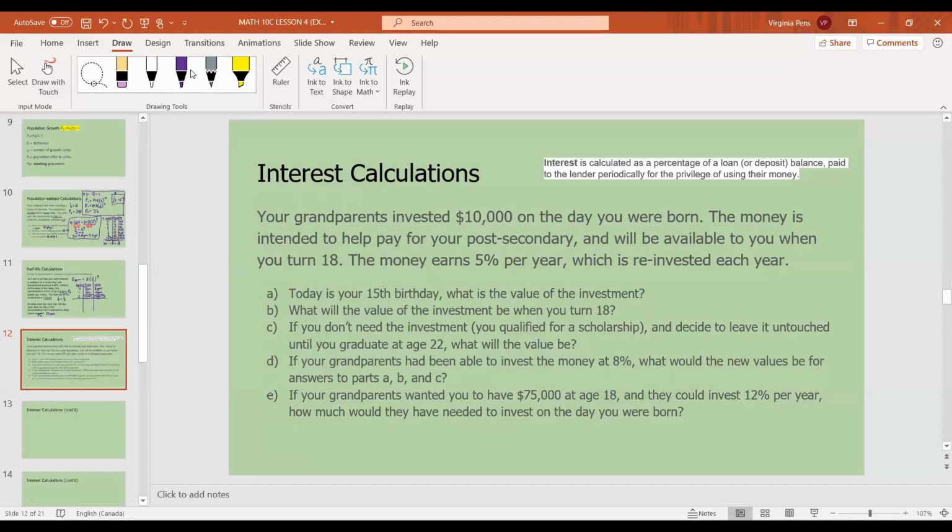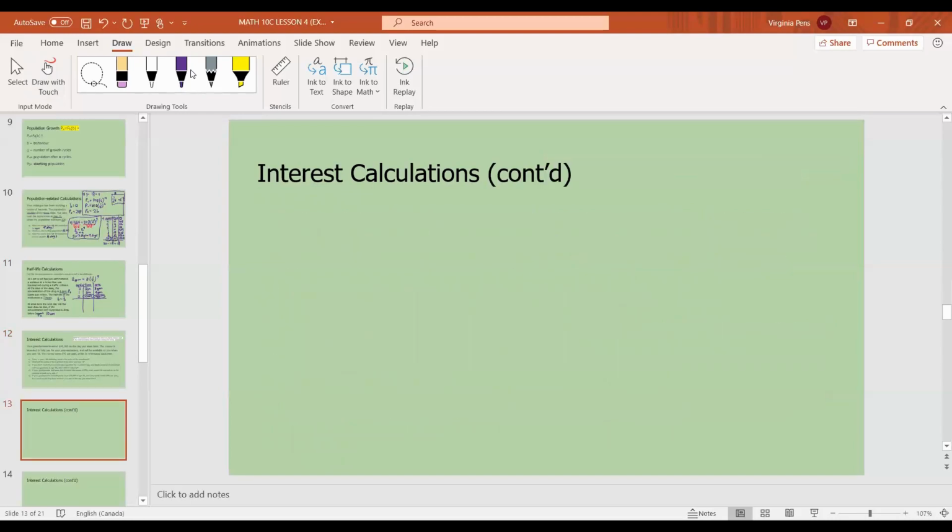Your grandparents invested $10,000 on the day you were born. The money is intended to help pay for your post-secondary education, which is university or college, and will be available to you when you turn 18, after you graduate high school. The money earns 5% per year, which is reinvested each year. So 5% is the interest, and the growth cycle, or the time, is every year. Let's take a look at this. Today is your 15th birthday. What is the value of the investment? I've given myself some blank space to calculate, because this will take a lot of calculation.